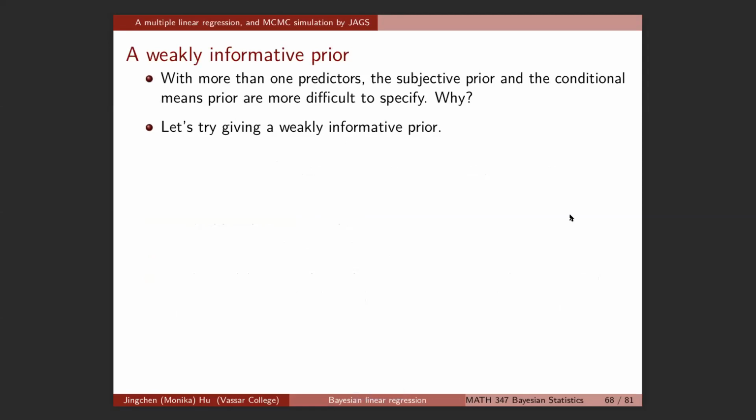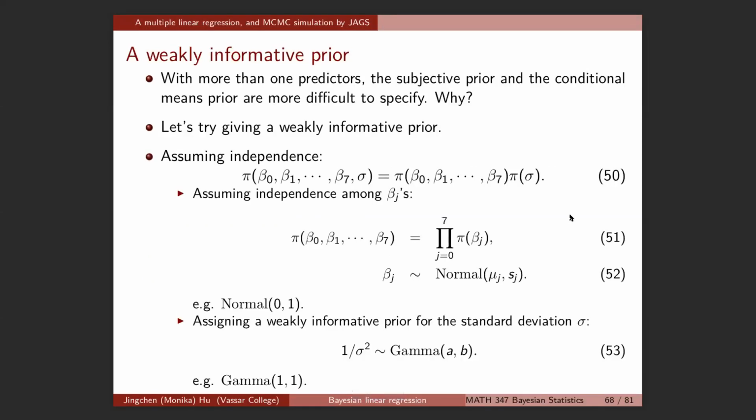If you have more than one predictor, the subjective prior that we did before, as well as the conditional means, might be challenging to do. So what we're going to do is go back to the first setup, give a weakly informative prior for all of the parameters, and just let the data decide. Remember, every time we do this weakly informative prior, we assume every parameter is independent from each other.